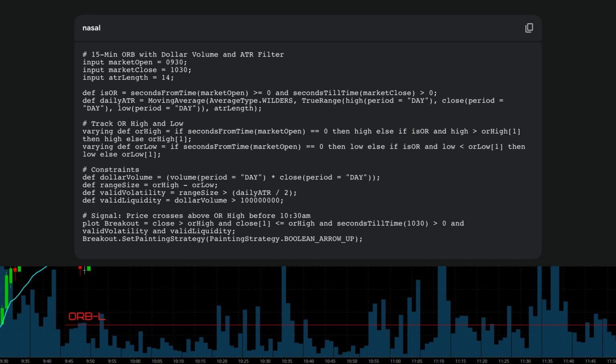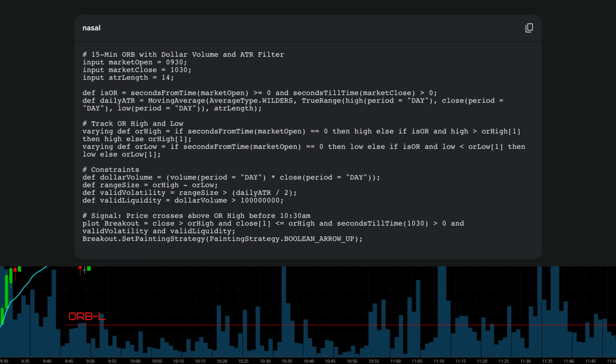def ISOR = SecondsFromTime(MarketOpen) >= 0 and SecondsTillTime(MarketClose) > 0. def dailyATR = MovingAverage(AverageType.WILDERS, TrueRange(high(period = day), close(period = day), low(period = day)), ATRLength). Track OR high and low.